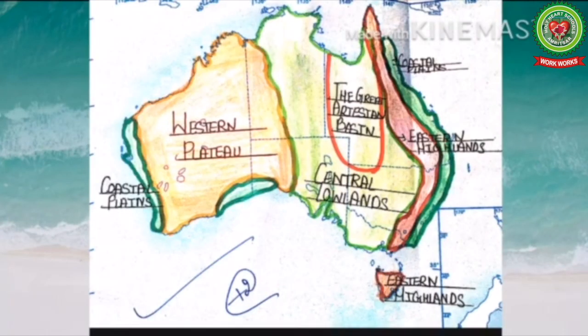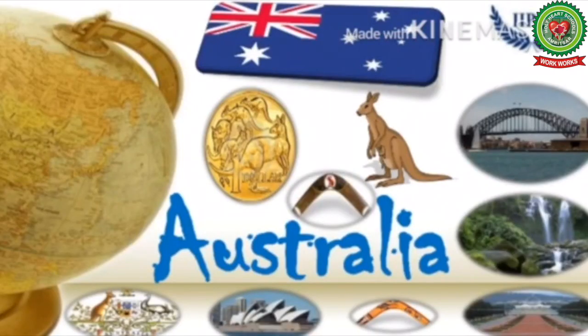Students, this is the physical map of Australia. Do practice at home. With this, we have completed our lesson Australia, Political Division and the Physical Features.